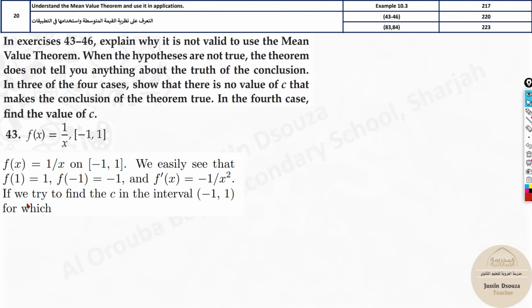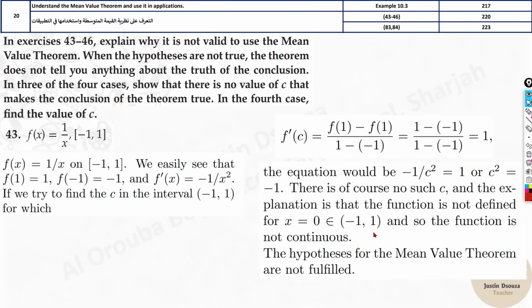So wait 1 second. The hypothesis is not fulfilled. Why? Over here they are mentioned. This is not defined at x is equal to 0. Don't know why they did this. In the first place itself, this is not required.